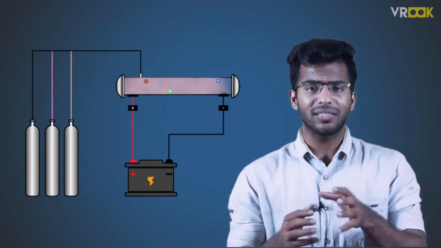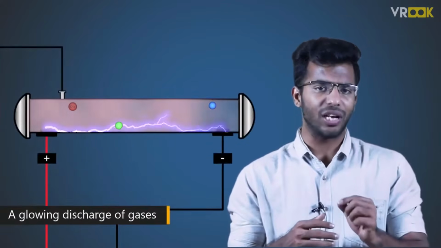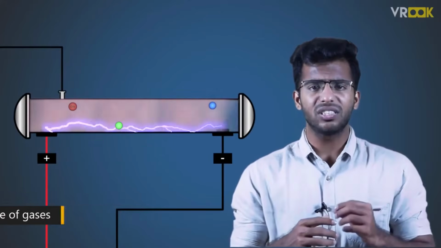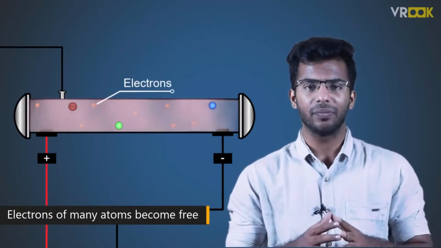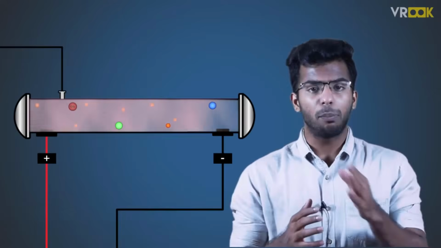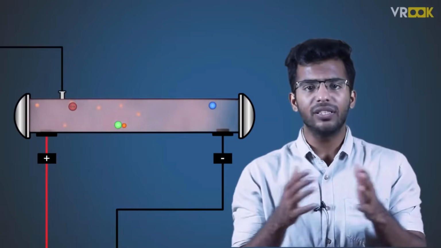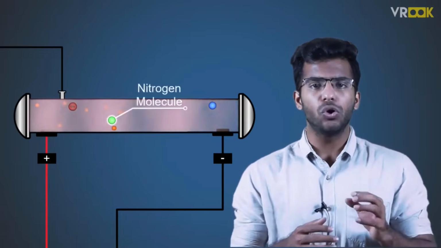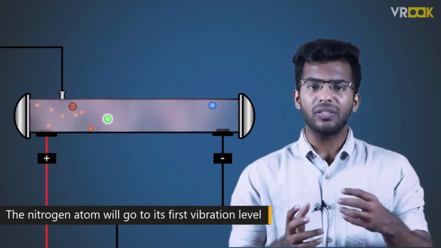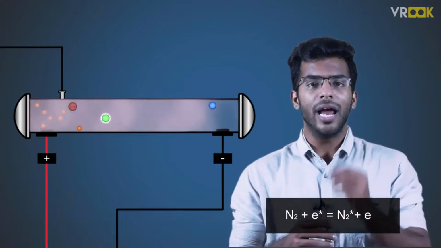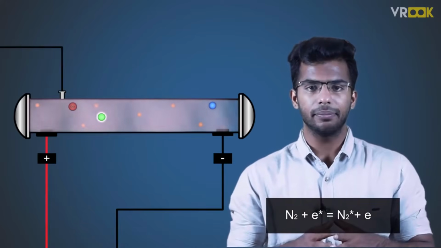When the suitable voltage is applied across the terminals attached to the tube, we get a glowing discharge of gases. Due to this discharge, the electrons of many atoms in the active medium will become free. These electrons will move towards the positive terminal. In this process, few electrons will collide with the nitrogen molecule. Due to this collision, the nitrogen atom will go to its first vibration state. We can represent this process by an equation N2 + e* = N2* + e.